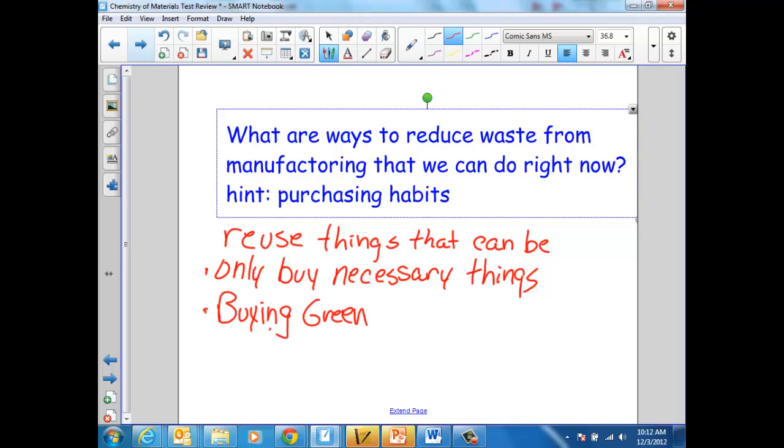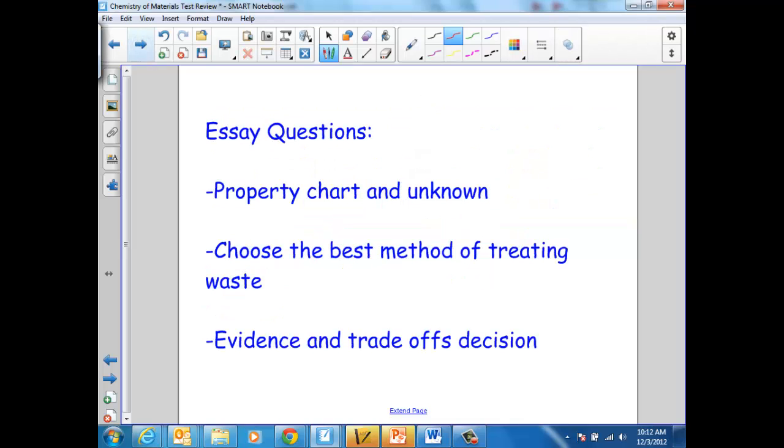There is a question on the test. Please read this question very carefully. It's a little worded trickily. All right, here are your essay questions. I'm not going to really go over the answers to them, but just to give you an idea, you will have a property chart and an unknown, and you'll be asked to determine what the unknown is. We've done a fair amount of that.